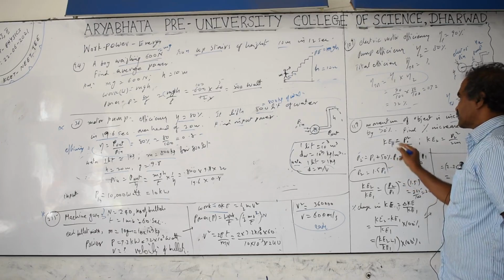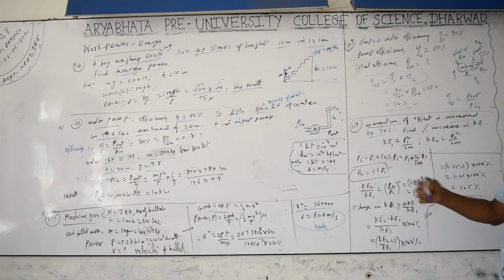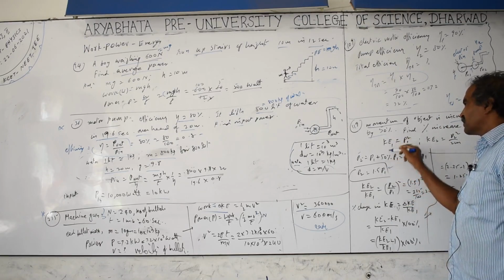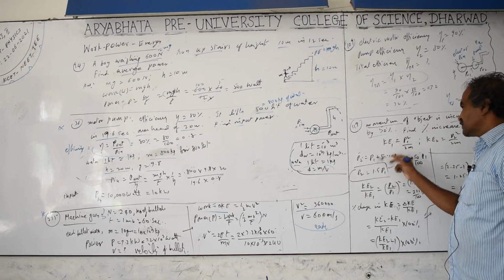Directly you must be able to write this. A 50% increase means 1.5 P1. And a 100% increase means doubled. Decrease means minus, you have to take. 50% means equal to 0.5 only. Decrease means minus, here increase means plus.